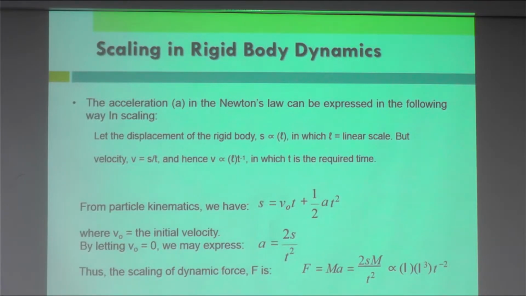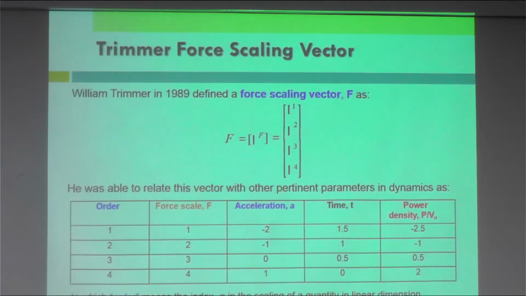rigid body dynamics. Then you can get your F equals ma initially. Then you replace with all these. Then you get this equation. So with this you can try to look into your scaling of the vector in terms of how much force can be exerted, then how acceleration will happen, then time required, then the power density of the systems.